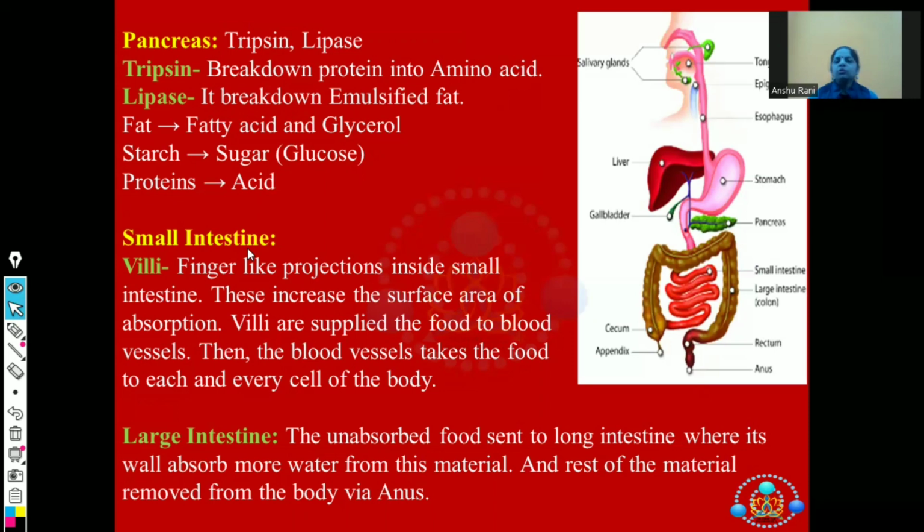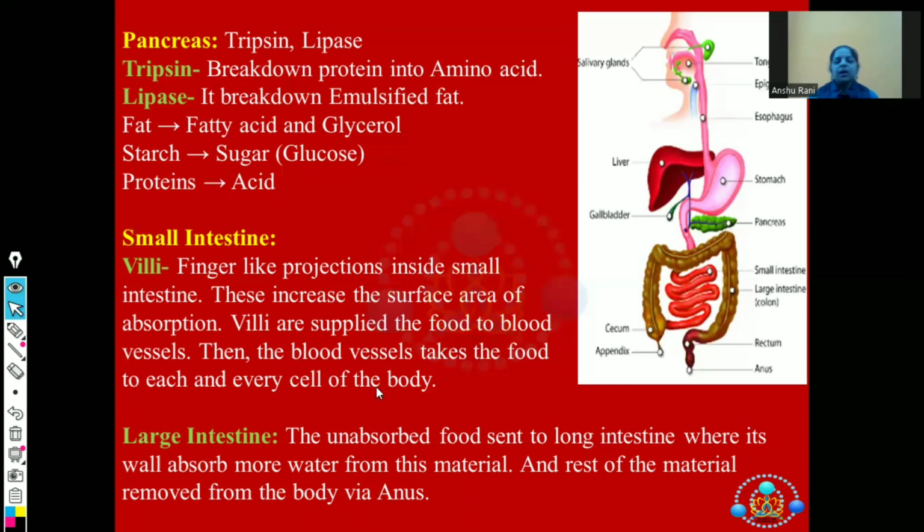Then food is moving to the small intestine. The small intestine is a place where complete digestion of food is taking place. It is having finger-like projections that are called villi. Villi are having a large surface area where they can absorb the digested food which is coming there. And the villi supply the food to blood vessels. Blood vessels take the food and move that food to each part of our body.